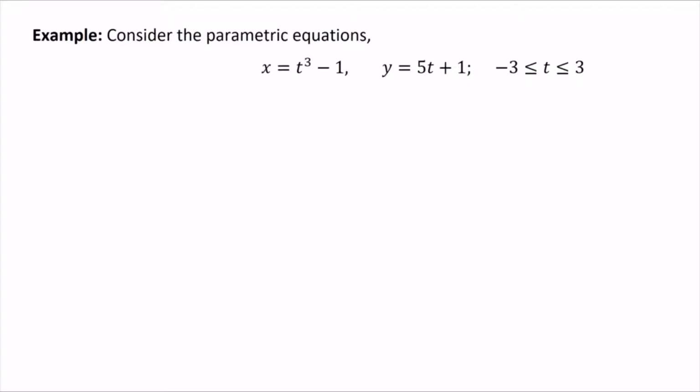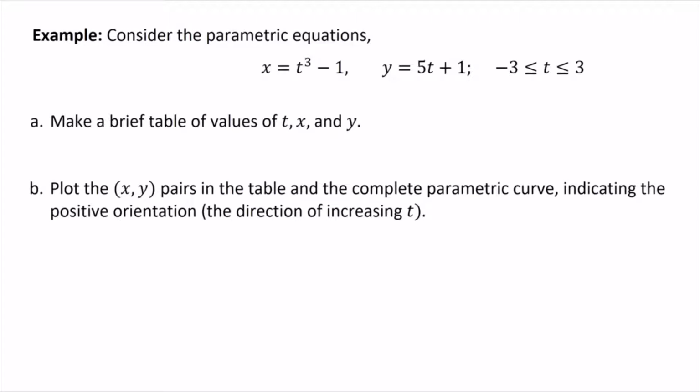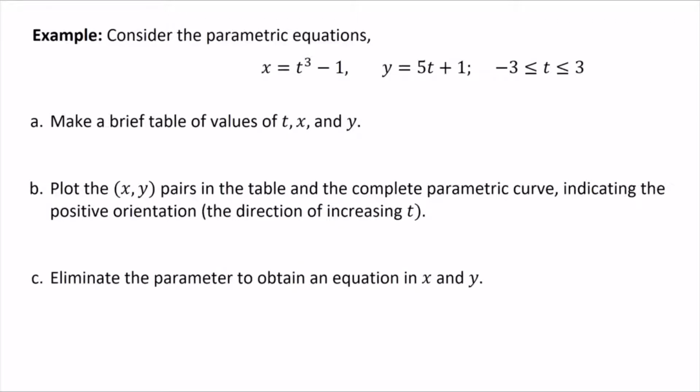In this example, we're asked to consider the parametric equations where x equals t cubed minus 1, y equals 5t plus 1, and -3 is less than or equal to t is less than or equal to 3, and do the following. A, make a brief table of values of t, x, and y. B, plot the xy pairs in the table and the complete parametric curve, indicating the positive orientation or the direction of increasing t. C, eliminate the parameter to obtain an equation in x and y, and D, describe the curve.